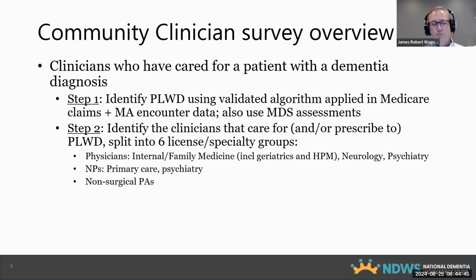In step two, we identify the clinicians that care for and or prescribe to people living with dementia. And we split them into 6 license or specialty groups, including physicians. So that includes internal and family medicine, geriatrics, hospice and palliative medical care, neurology and psychiatry. And nurse practitioners, we have pulled from primary care and psychiatry. And then we have non-surgical physician assistants.